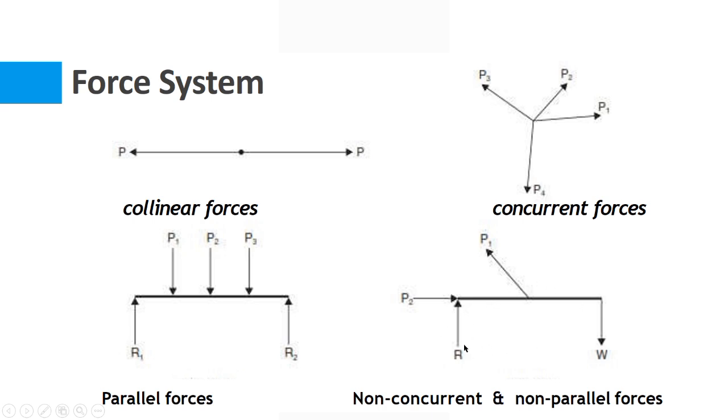Here you can see that the direction of R is upward, W is downward, and W and R are actually parallel forces. But P2 and R are not parallel forces, while P1 is also not parallel to P2, R or W, and the lines of action are not passing through the same point, so they are non-concurrent and non-parallel forces.